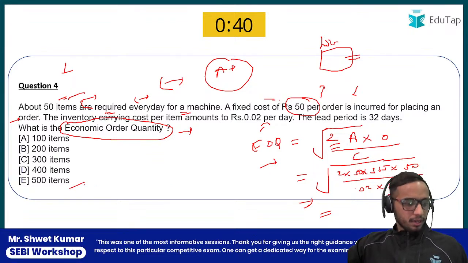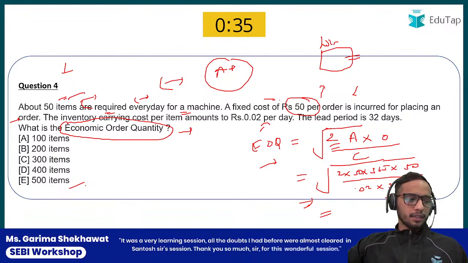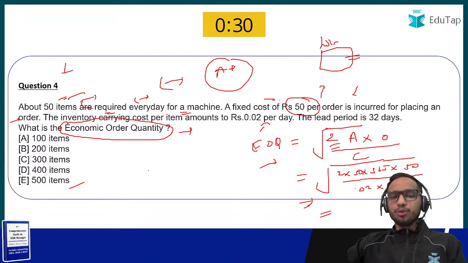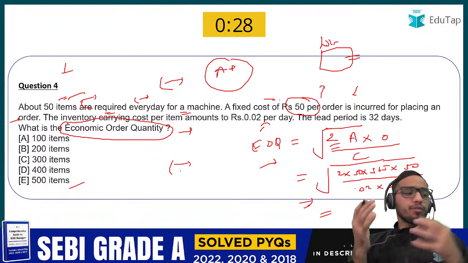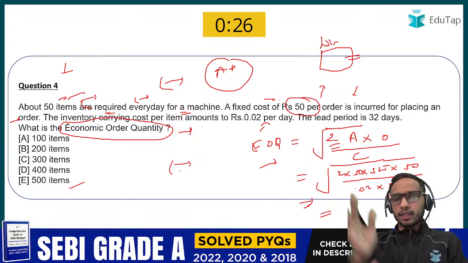Pratiti Biswas is correct here, Ashutosh is correct here, Dhaval is correct here. That's good. 500 items would be the answer. So you know how to do this and what the meaning of EOQ is. Now you have the understanding of that as well. Very good.